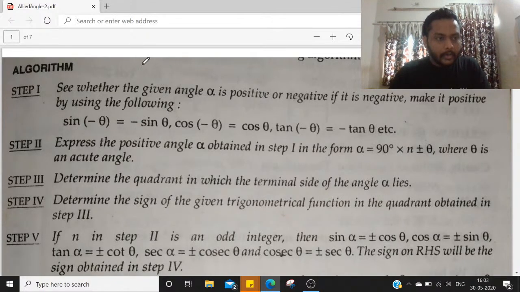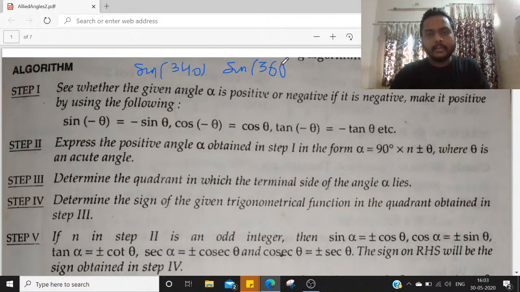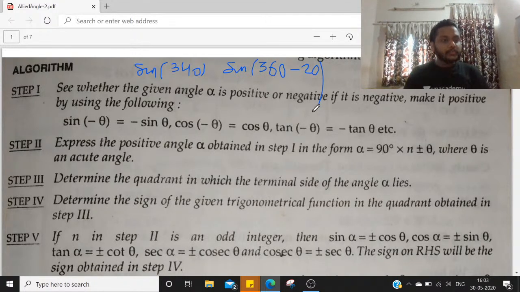Whenever I'm talking about any angle of the form, let's say you have been given sine 340, I can write this sine 340 as sine 360 minus 20. How many of you are clear with this, guys? Can you understand this? I can write that sine 340 to be sine 360 minus 20. Are we clear with this, everyone? And this is what we call allied angles.